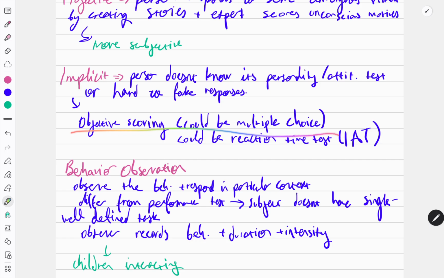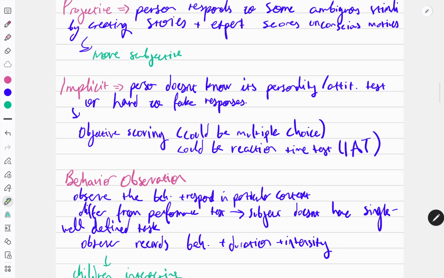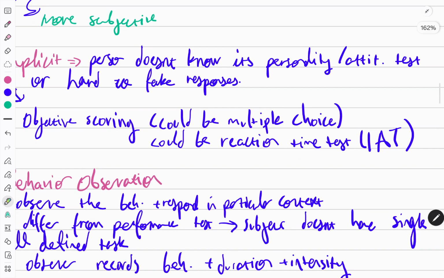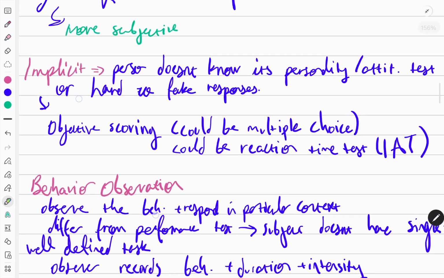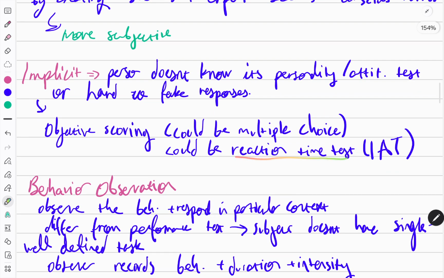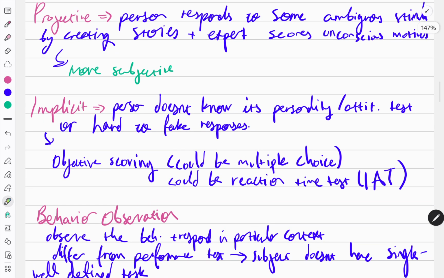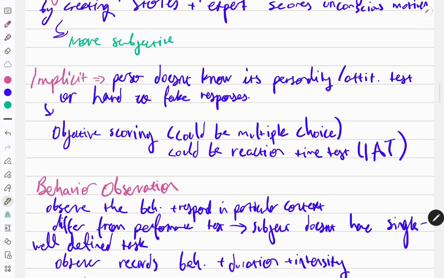So it could be based on objective scoring if it's multiple choice. Or it could be reaction time testing. As I said, this was the one that I was explaining, the reaction time testing. Or it can be multiple choice questions, which will be just based on your answers.